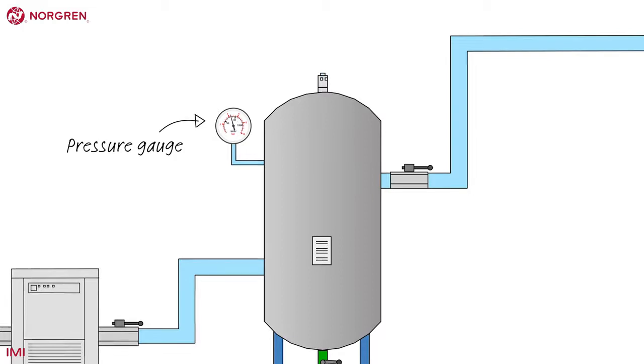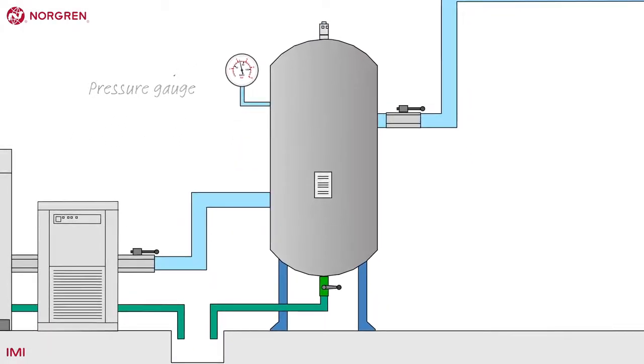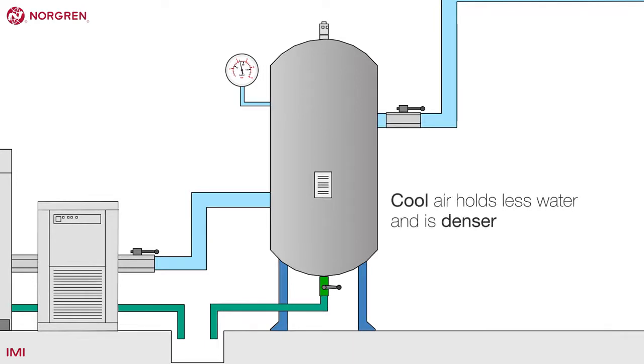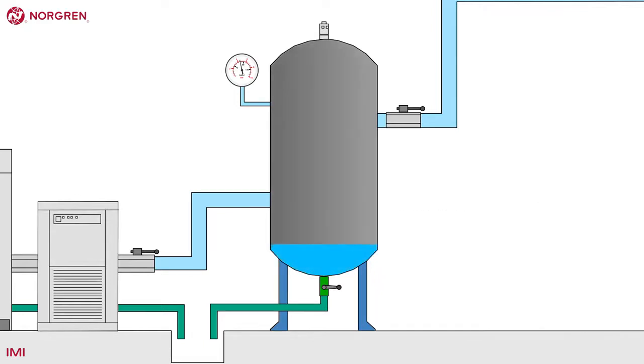It's advisable to locate the air receiver in the coolest place possible without dropping below freezing. Cool air holds less water and is denser. In the receiver, the water condenses and drops to the bottom of the tank, and so less air is stored in this space. The amount of water in the air will depend on many variables, including geography, seasons, and temperature.